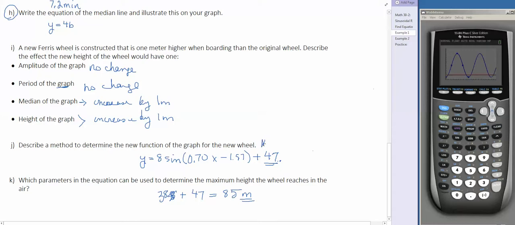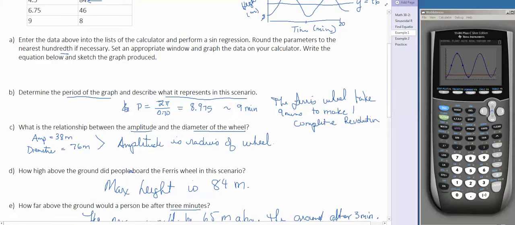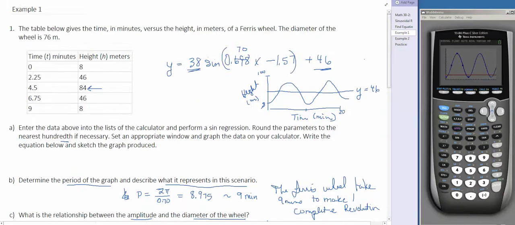One of the methods that could have been followed, other than this, is to look at the data that we had and simply add 1 meter. So create a new table of values with 9, 47, 85. Everything's just going up by 1 meter, and redo the regression. But in this case, really everything's the same. It's shifting up once. The piece that shifts it up is the median line. I'm going to stop this example, or stop the recording, and there will be another recording for example number 2.